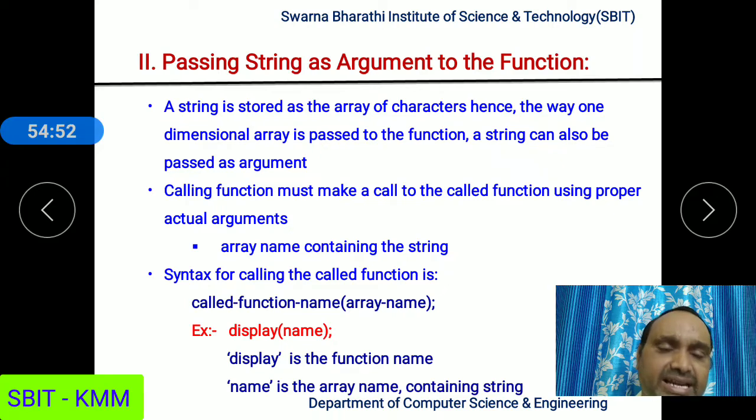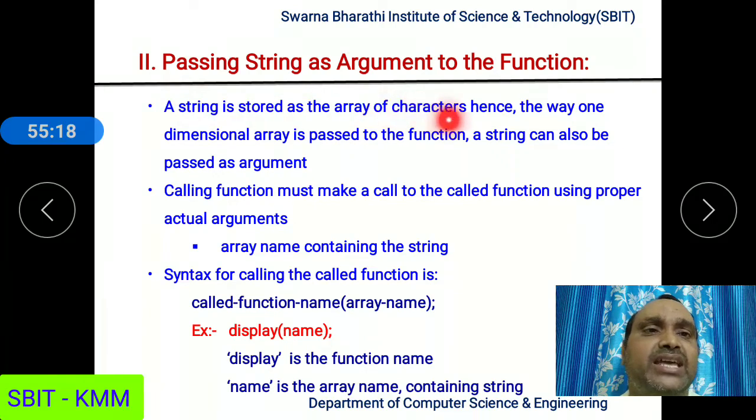String means only character data type. It is a sequence of characters. That is the only difference. A one-dimensional array that can store a sequence of characters, a character array, that we are passing as an argument, means the data type is fixed. Data type is fixed as character because it is a string. Let us see quickly how the string is passed.